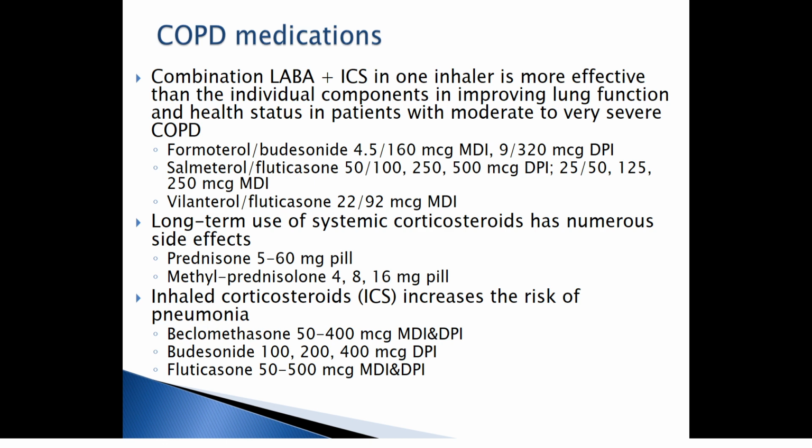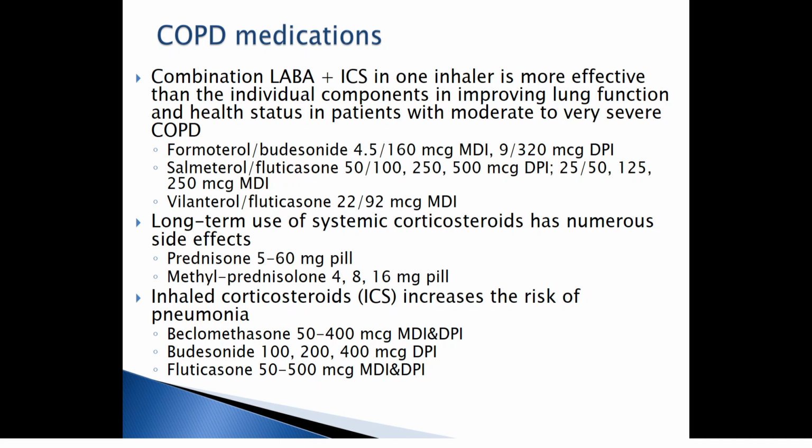There can be combinations of LABA plus inhaled corticosteroids in one inhaler, which is more effective than the individual components in improving lung function and health status in patients with moderate to very severe COPD. It can be a combination of formoterol plus budesonide, salmeterol plus fluticasone. Budesonide and fluticasone are inhaled corticosteroids. Also vilanterol plus fluticasone. But it is a combination. In COPD, inhaled corticosteroid is not used alone, only in combination.